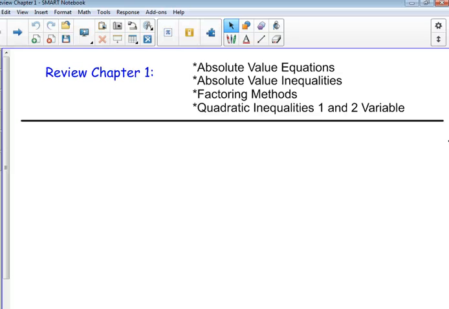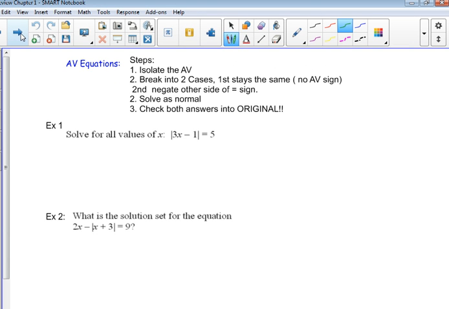So this review is supposed to cover everything that's in Chapter 1, the main topic, and our first thing is absolute value equations. So your steps for absolute value equations is to make sure the absolute value is by itself. That should be the very first thing you want to do. And then we're going to use our two cases. First case stays the same. Second case, we always negate what's on the other side of the equal sign.